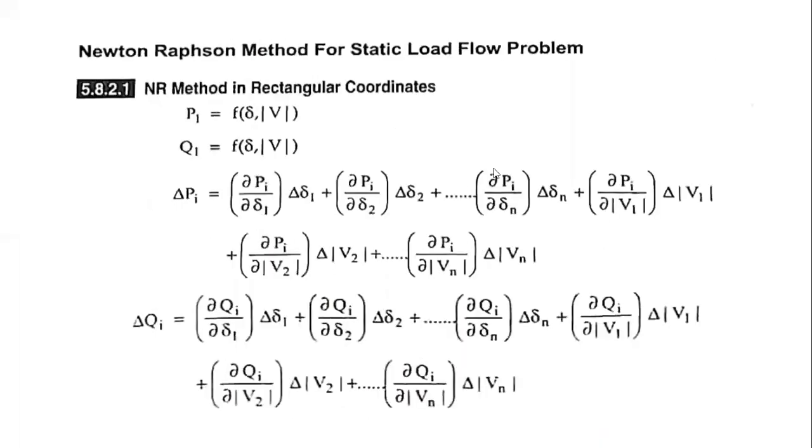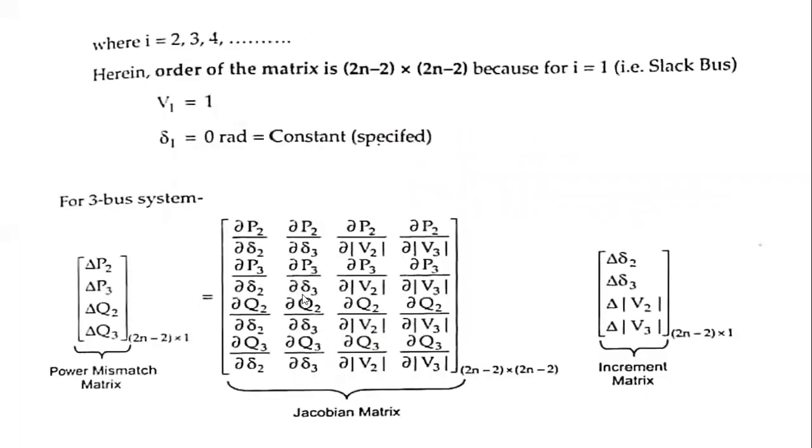These are fixed formulas, delta Pi, delta Qi. After writing delta Pi, delta Qi, we put them in matrix form. Its dimension is 2n minus 2 by 2n minus 2. This is the Jacobian matrix: 4 by 4, 4 by 1, 4 by 1. Suppose we are taking the 3-bus system.